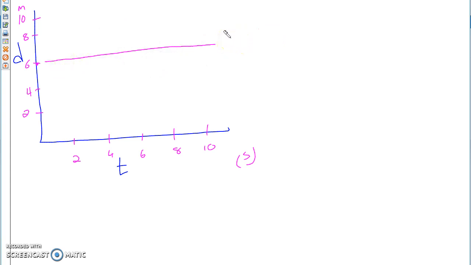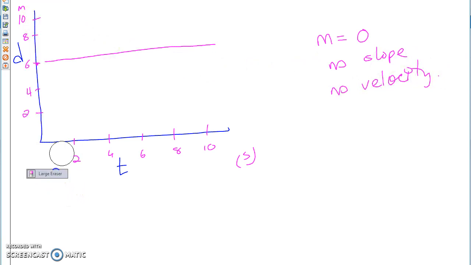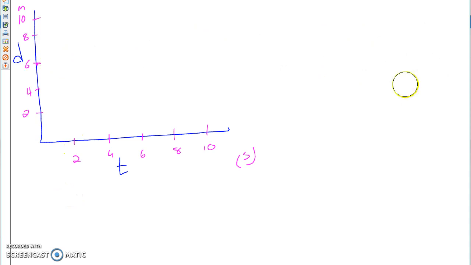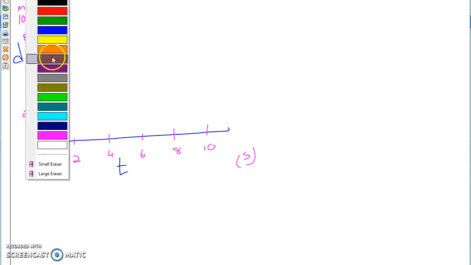And that's the thing with understanding graphs. You need to understand what the graph is telling you. So this graph is telling me if I find the slope of the line, m equals 0. No slope, no velocity. So far so good? Okay. All right, so let's erase this and let's take a look at another example. But as I said, copy down as I'm doing it.